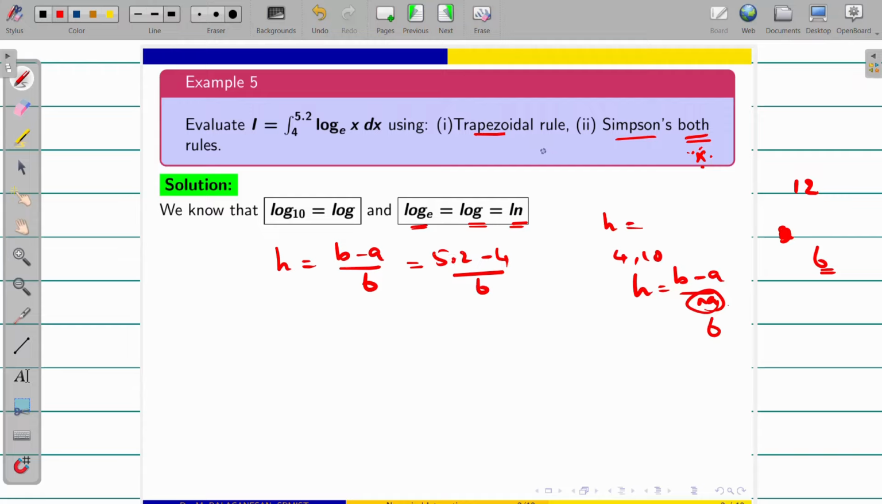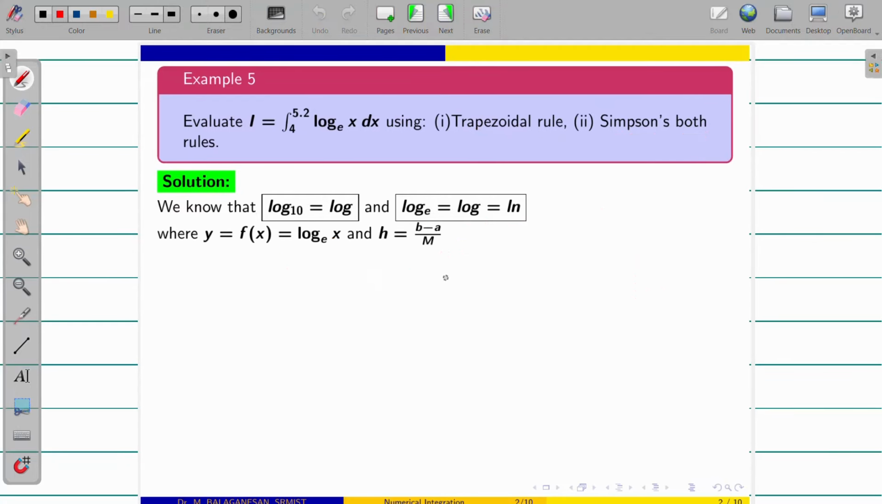They didn't talk about the h value. They didn't give any number of subintervals. So directly they have given. This is the important clue. We are going to use both of the Simpson rules. So that's why, in a default way, we can take b minus a divided by 6 for such kinds of problems. That's it, guys. So log x, log to the base e, they mentioned.